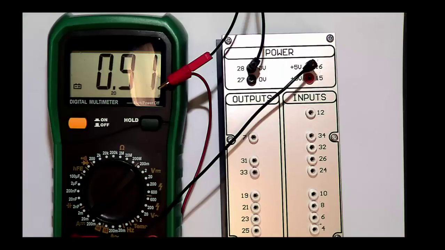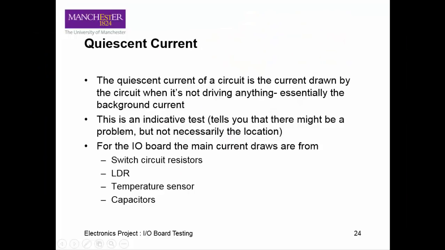You will notice that when the test board is connected, there is a small current draw. This is despite nothing being activated on the board and no I/O board connected to it. This is essentially the background current drawn by all of the components on the board and is known as the quiescent current. For the I/O board, the quiescent current is between 1 and 5 milliamps. If you get a reading higher than this, it indicates that something is drawing current which shouldn't. It won't tell you the location, it will just indicate that there is a problem.